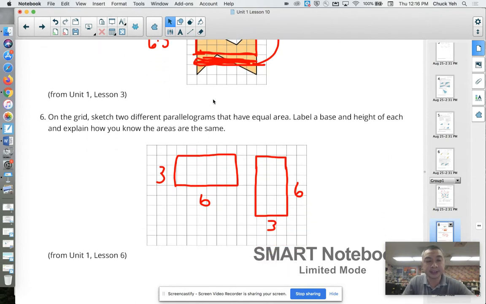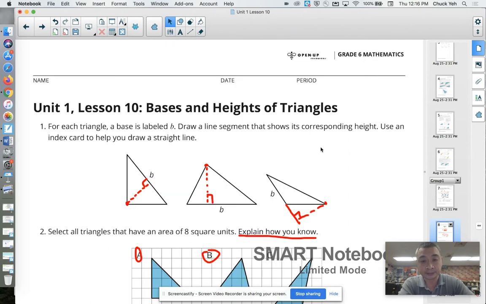And number 6, make sure we read the directions. Some of us didn't draw a parallelogram. Some of you drew triangles, so I'm not sure what you did. And then label the base and height. The area has to be the same on each of them. So that's 18. I'm not sure why some of your classmates have an area of 12 and an area of 20. It has to be the same area. Okay, so that's what we did on that.